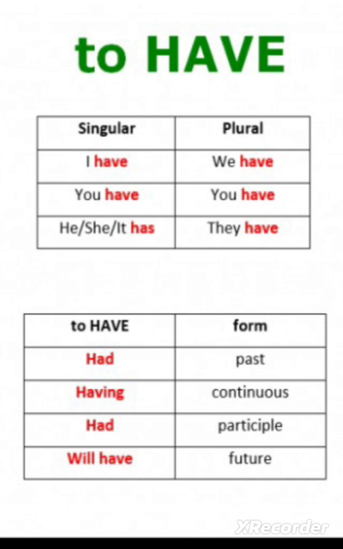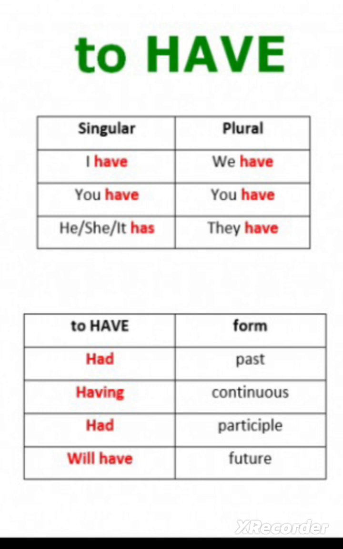The second kind we are going to study is the to have form of auxiliary verbs. Have, has, had, having or will have. Now let us try to understand how they are used. I have a big house. You have a bike. She has a good storybook.